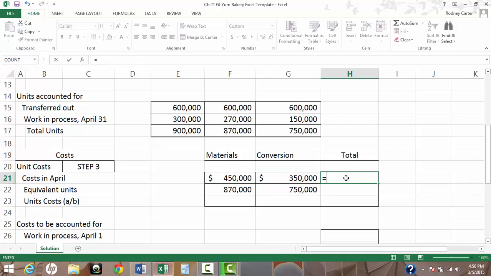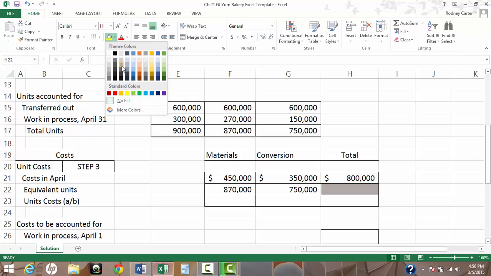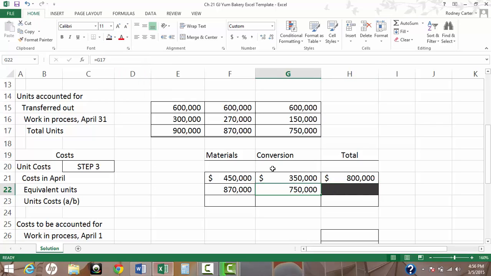And I can total up these by adding the 450 and the 350. Now I'm going to dark shade this cell because we aren't going to put anything in there. We do now need to calculate the unit cost for materials and conversion for these units. So I will take 450 divided by the 870,000 units, and the materials cost per equivalent unit is about 52 cents.